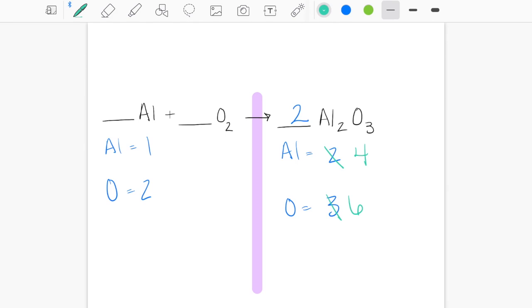And then on this side, if I want to get 6 oxygen, I need to use the coefficient of 3 so that it gives me 6 oxygen. So now my oxygens match, but unfortunately my aluminums do not. The reason we did aluminum second is because aluminum's all by itself, so it's very easy to multiply out. There's no subscript or anything, so it's easy to manipulate that number. Since we need 4, we will just use a coefficient of 4 so that we now have matching sides, and my equation is balanced.